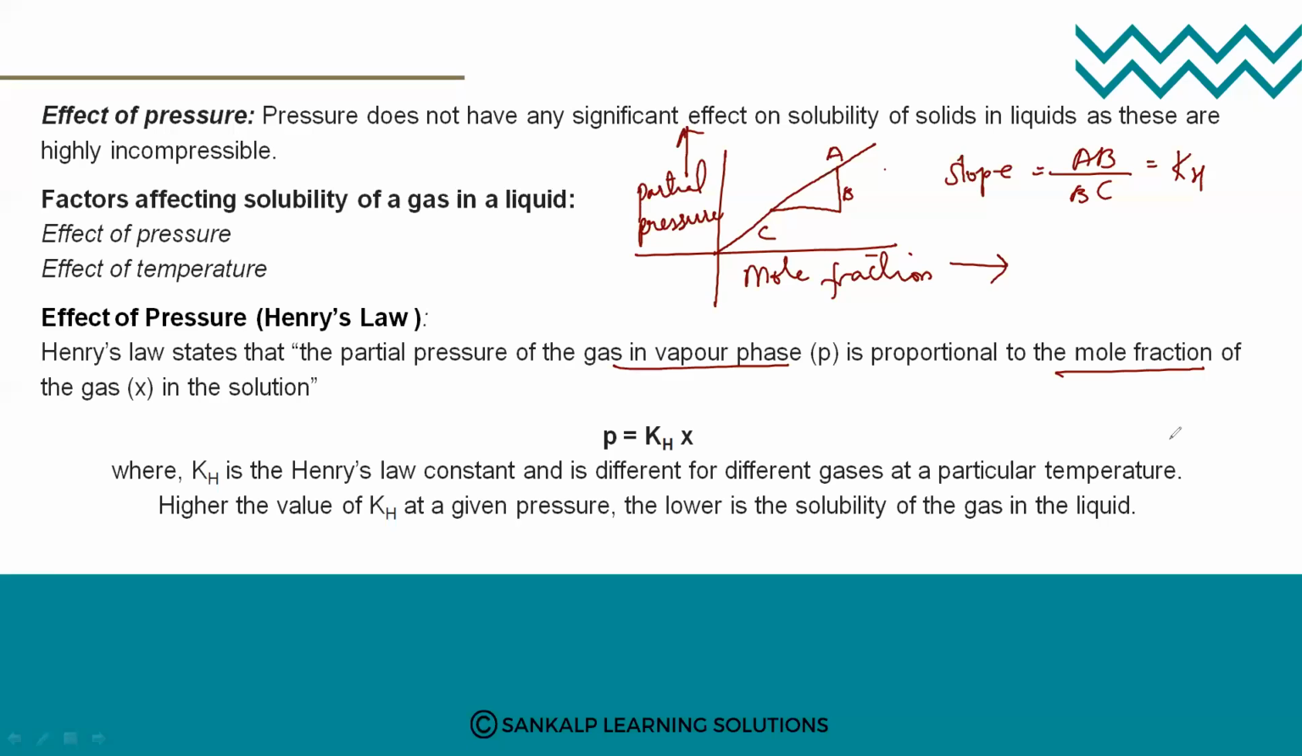From Henry's law, it follows that at a given pressure, the higher the value of KH, the lower the solubility of the gas in the liquid. So at a given pressure, if the value of KH is more, the solubility will be lower. This is very important, keep this note in mind. The higher the value of KH, that is Henry's constant, at a given pressure, the lower is the solubility of a gas in a liquid.